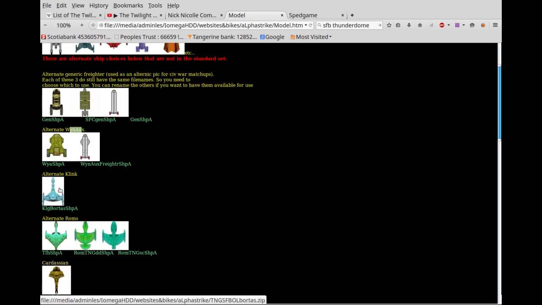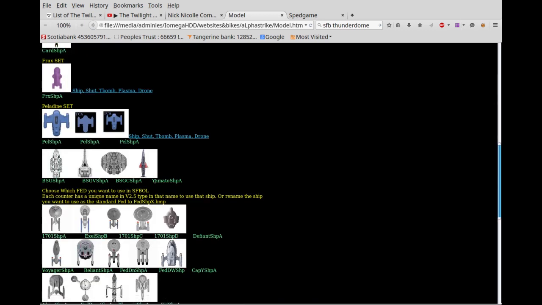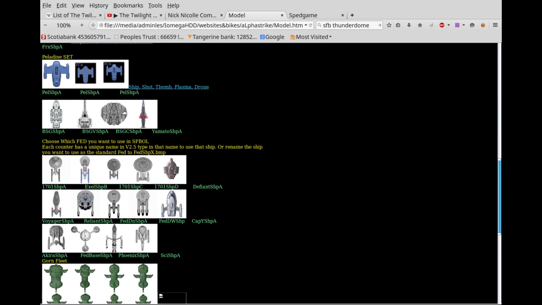And then you had the, I forget the name of them, Micro Machines, I think they were. Micro Machine miniatures for Star Trek TNG. They're Klingons and the Romulans. Some Cardassians, Frax, Paladine. And you could even use some Battlestar Galactica stuff.